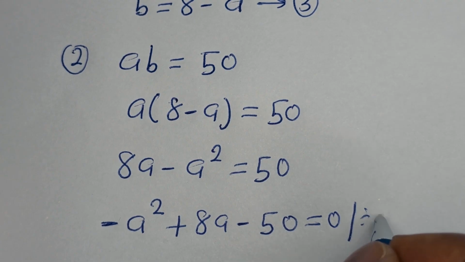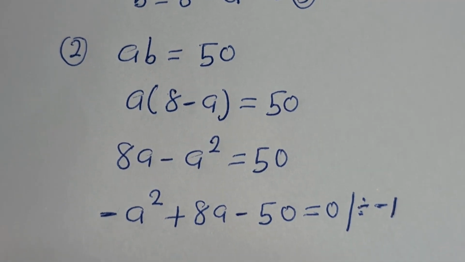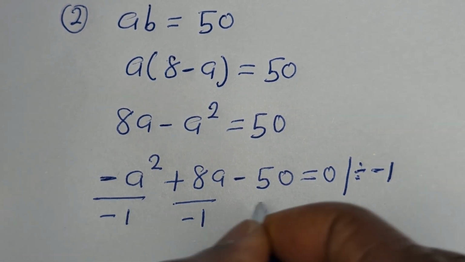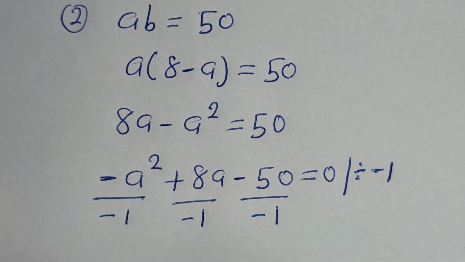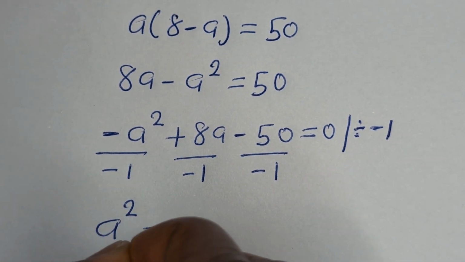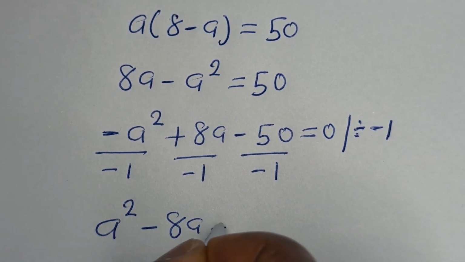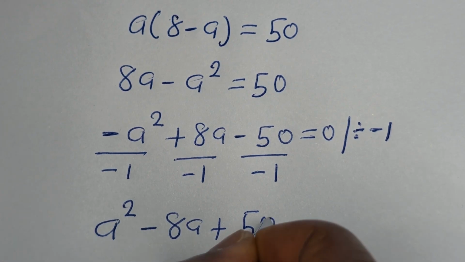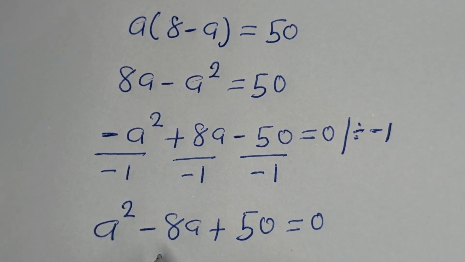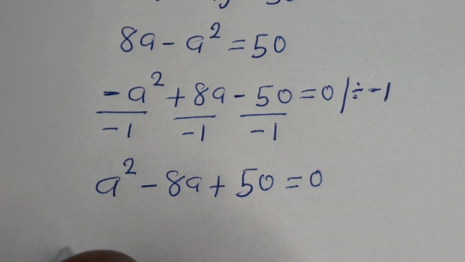Let us divide the whole of this equation by minus 1. Then this divided by minus 1, this divided by minus 1, and this divided by minus 1. We have a square minus 8a plus 50 is equal to 0. This is a quadratic equation. Let's solve this using the quadratic general formula.